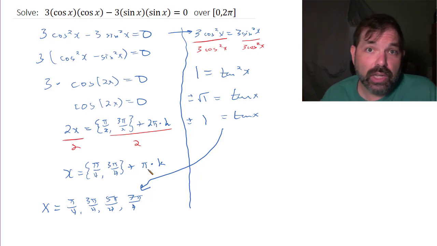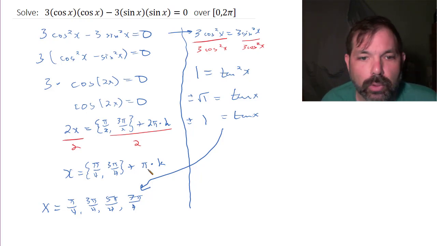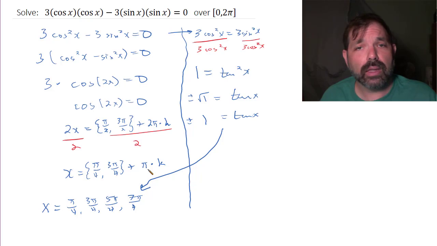But in either of those situations, you had to use an identity of some form or another. Alright, that completes the third part of this lesson.